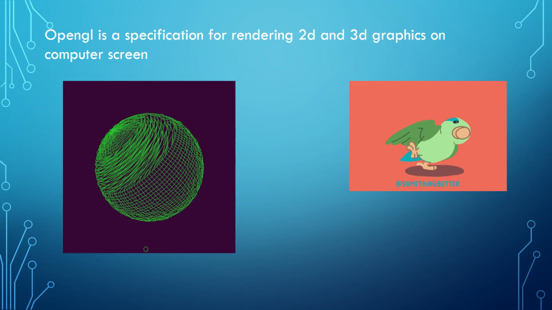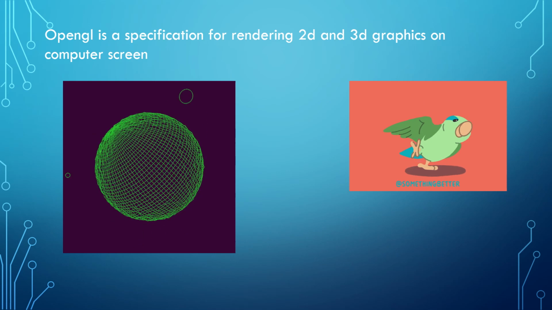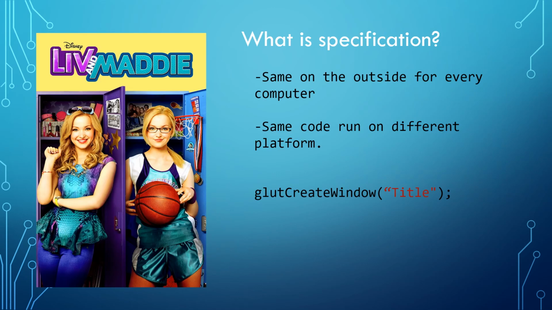First, technically, what is OpenGL? It is nothing but a specification for rendering, meaning displaying 2D or 3D graphics on your computer screen. So let's understand what a specification is in easy terms. Let's take an analogy. Suppose you have two identical twins. On the outside, or on the surface, they look exactly the same. But on the inside, their tendencies, their desires, their behavior are totally different.